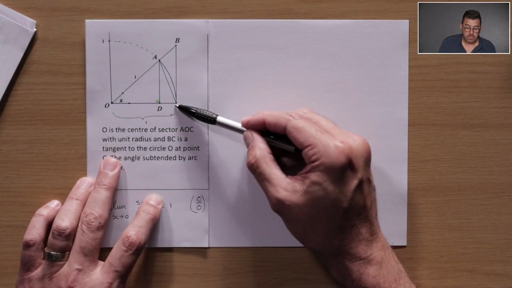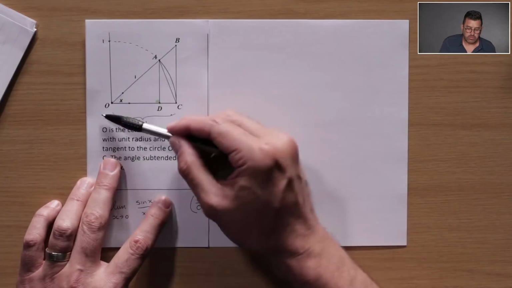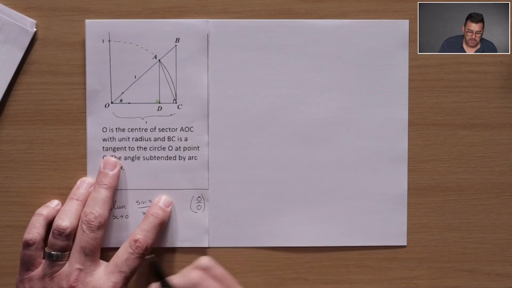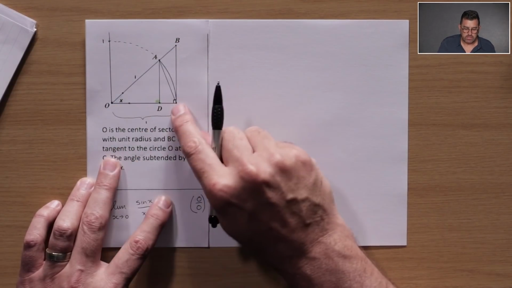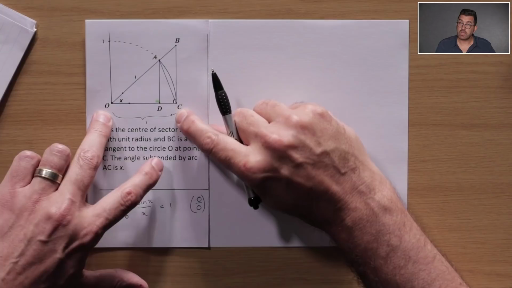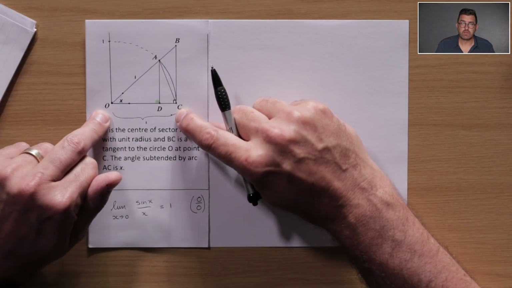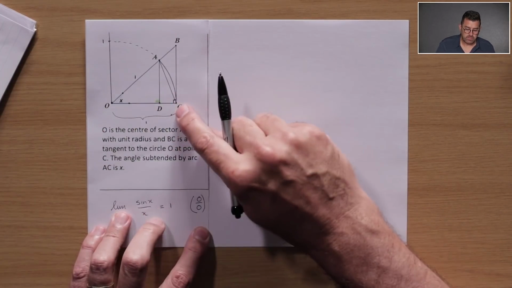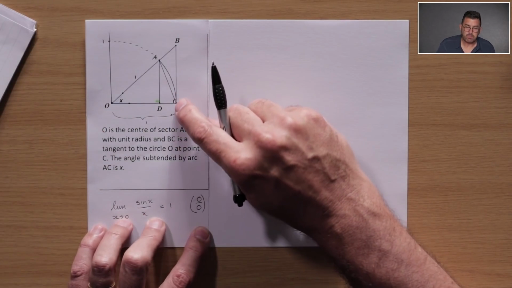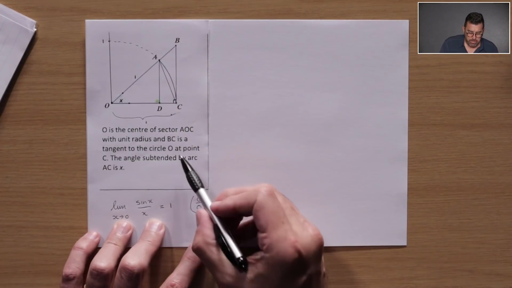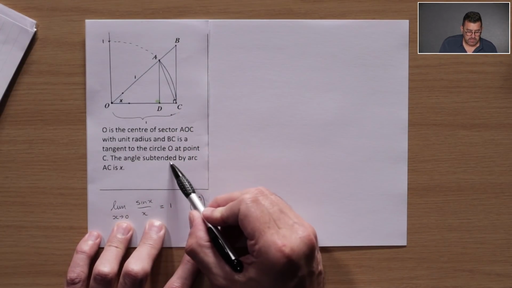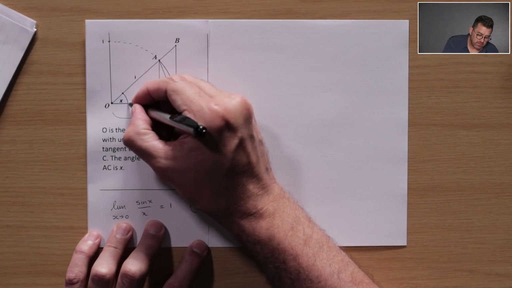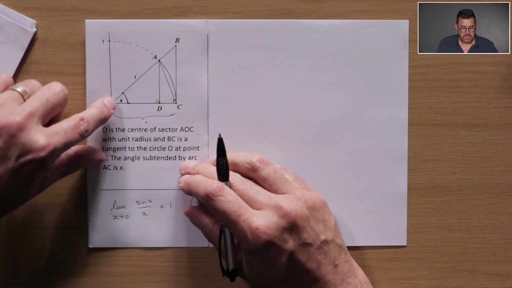BC is a tangent to this circle or to the sector. Now we know if something is a tangent, we can say that it is perpendicular to the radius, and here's the radius of 1. That's one of your grade 11 geometry theorems that you learned. That tangents are perpendicular to radii or diameters at the point where they make contact. Okay. Then the angle subtended by the arc AC is x. So that means this angle here is an angle x.